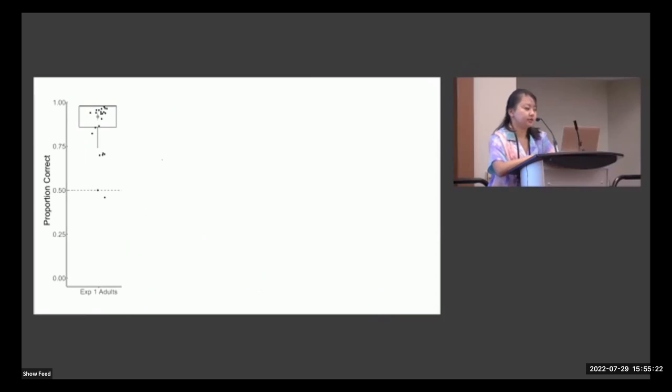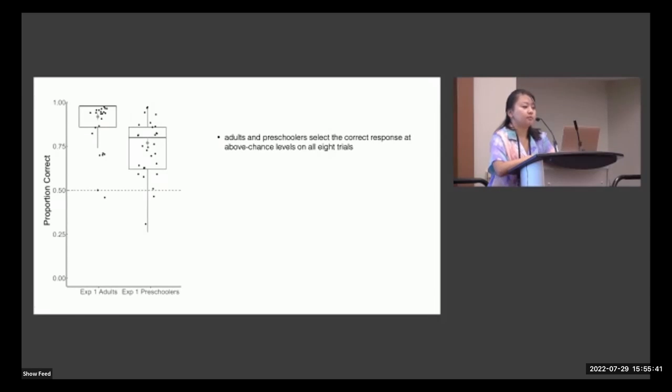Here are the results from study 1. Here are the adults. Adults are pretty good at making inferences consistent with the metaphors. And so are the preschoolers. The 4-year-olds are well above chance levels. What I'm showing you is aggregated across all 8 trials, but we also see that both adults and preschoolers select the correct response at above chance levels on each individual trial as well.